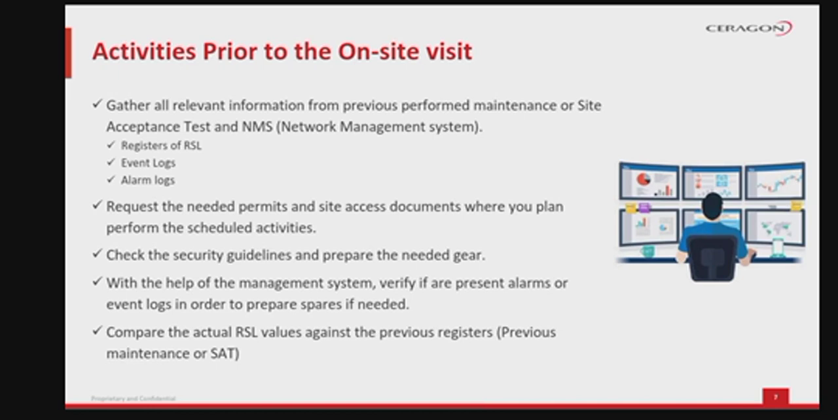Obtain a copy of the previous maintenance visit or site acceptance test. Compare the actual received signal level, RSL, from the management system against previously recorded values from maintenance records or site acceptance testing. This allows you to define if the received signal level is lower than the expected value. Please make sure to double-check this aspect, as a small glitch in understanding the required received signal level might affect several people involved in maintaining a particular site.